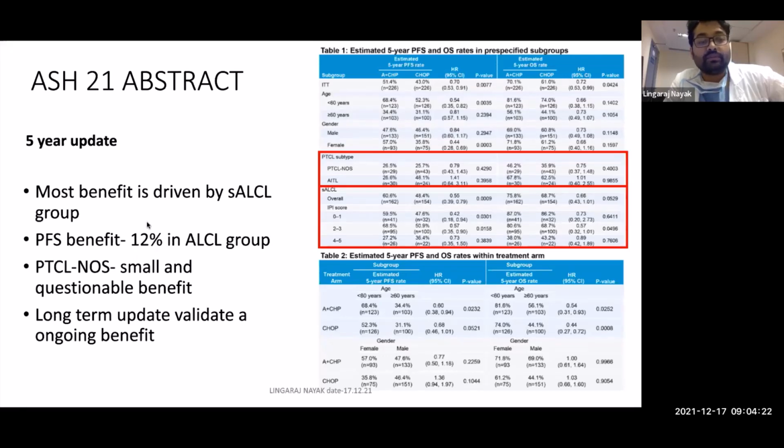And if you only limit your analysis, it's a 12% benefit in the ALCL group. And if you see the PTCL NOS group, the benefits are not very great, and that's also not statistically significant, as also the AITL group. So the benefits in other groups are small and questionable. And this long-term update actually validated the ongoing benefit of using brentuximab in ALCL specifically. And this is practice changing and also is recommended as first line treatment with CHOP.